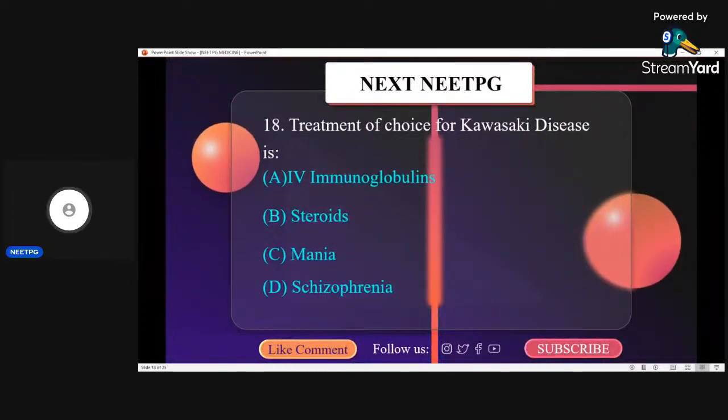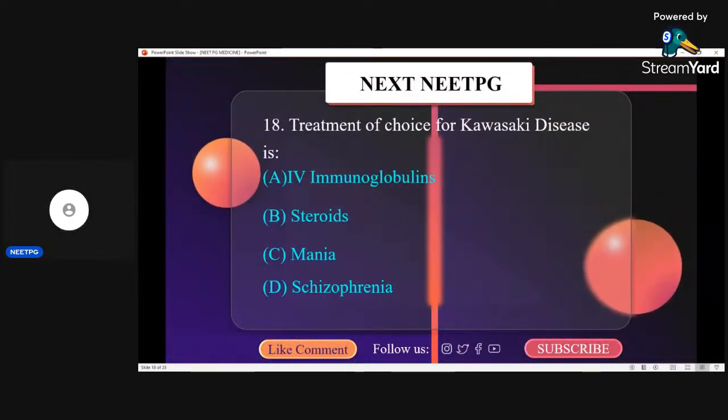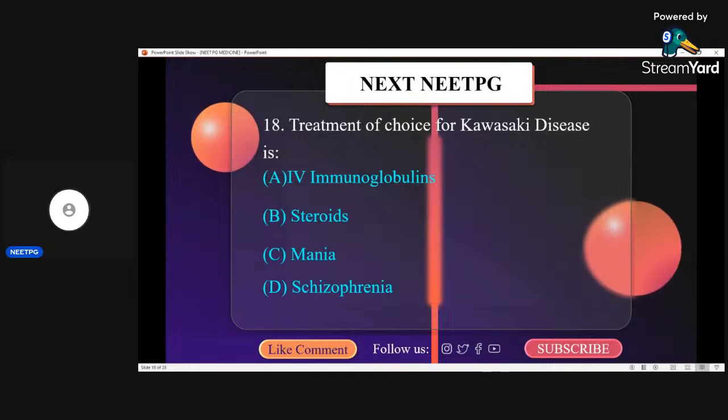Treatment of choice for Kawasaki disease is IV immunoglobulin.